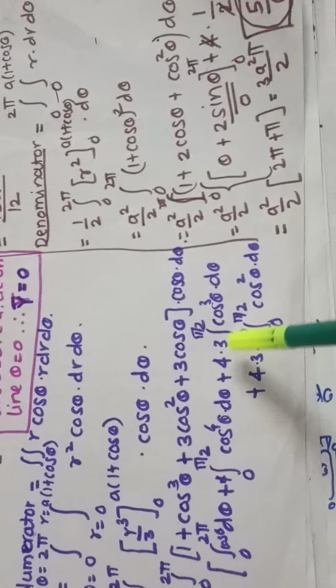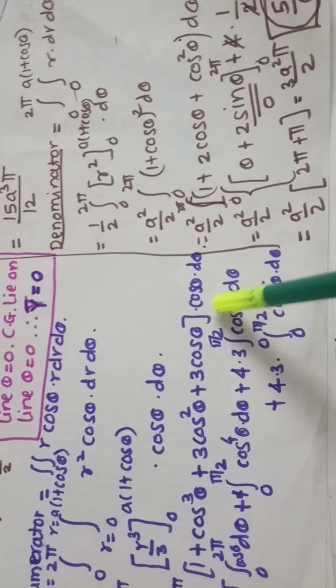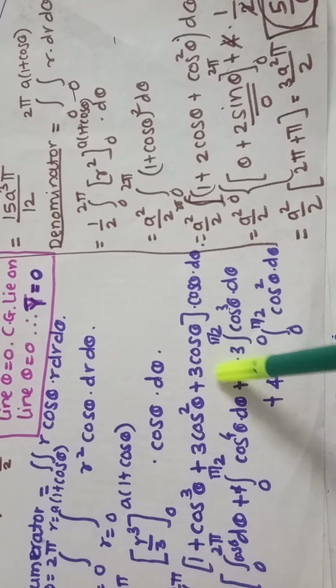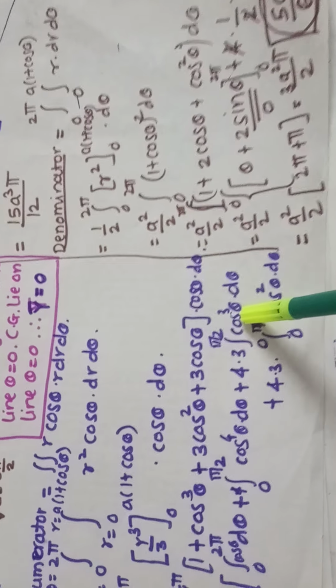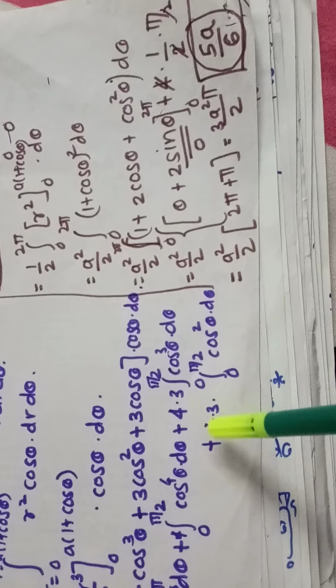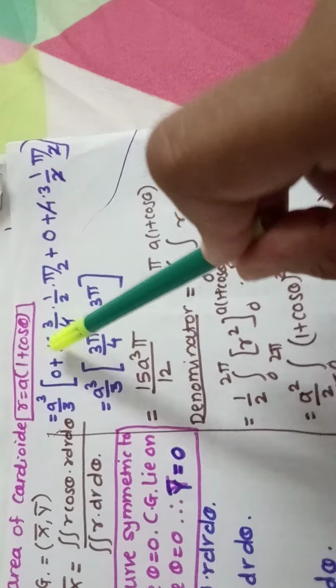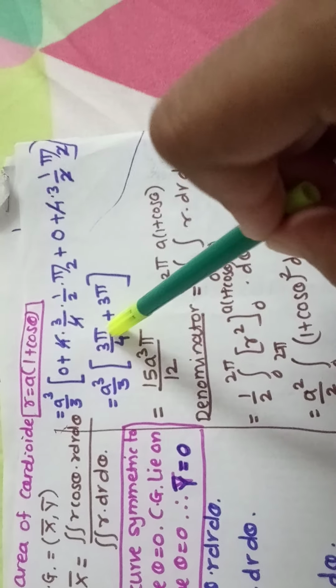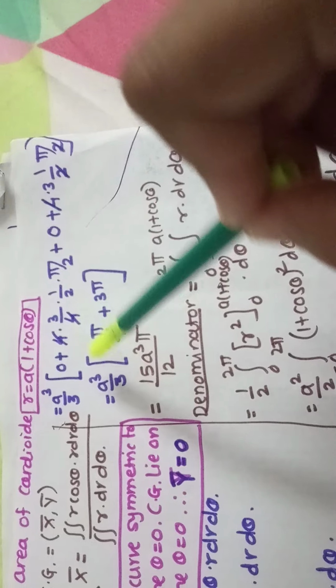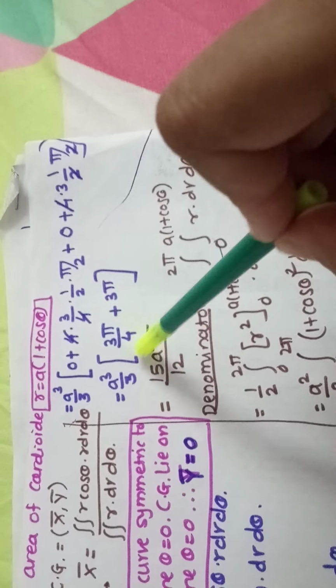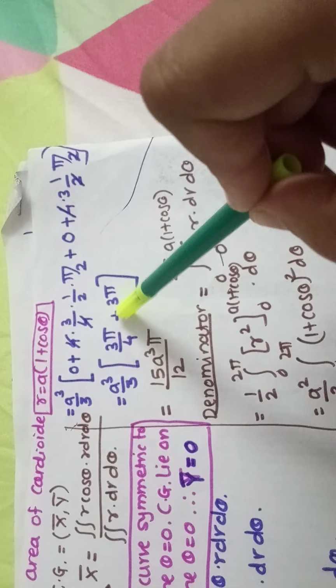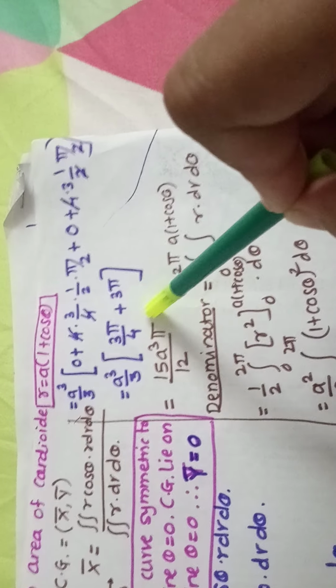Now we know that if the power n is odd, then the integration of this term is 0. Now for the next, it is 4 3, and then you write 2 in the denominator, 2 1 pi by 2. So this 4 gets cancelled, we have 3 pi upon 4 plus this 3 pi, so a cube upon 3 in the bracket, that is 15 pi by 4, which is 15 a cube pi upon 12.